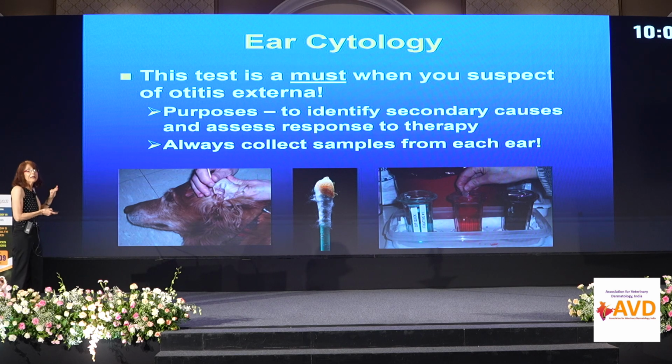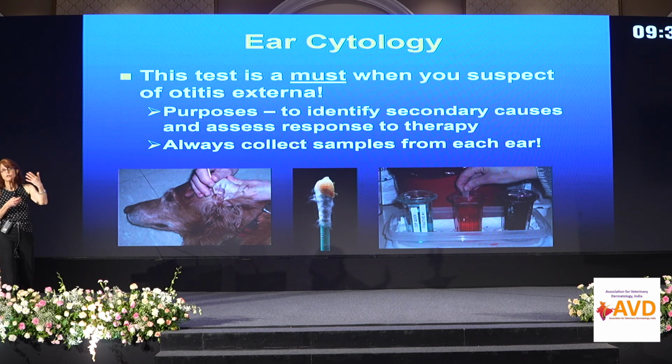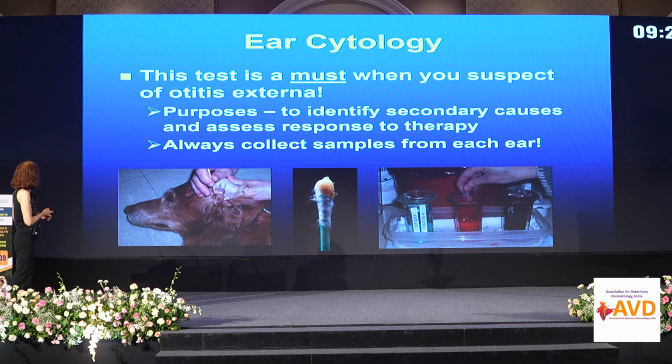So ear cytology. Again, you have to do ear cytology. It's very informative to you. So you cannot just look at the clinical signs, look at the characteristics of the exudates and say, this is what it is. As I mentioned to you, you can be wrong, okay? And again, the purpose is to identify secondary causes and assess response to therapy. So you know what's there, then you decide on your treatment plan, you recheck those cases, and then at a recheck appointment, you have to repeat that cytology, a must to do that, okay?